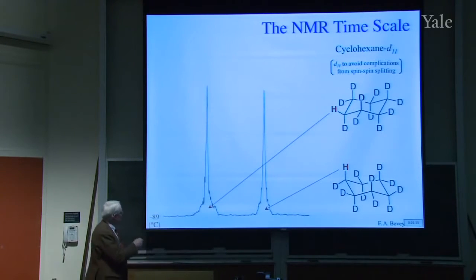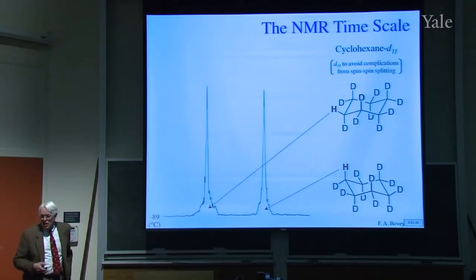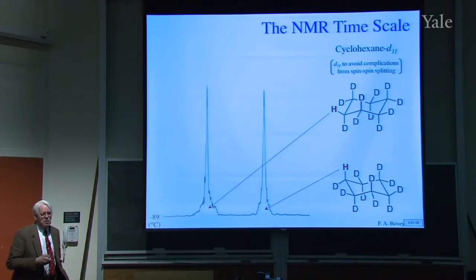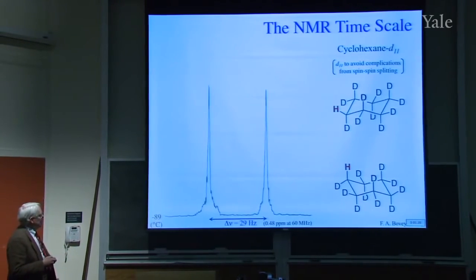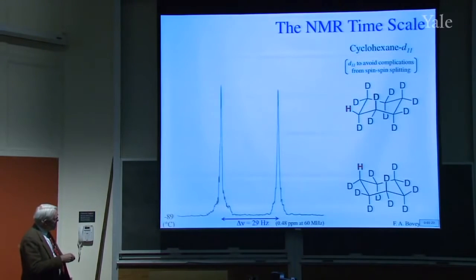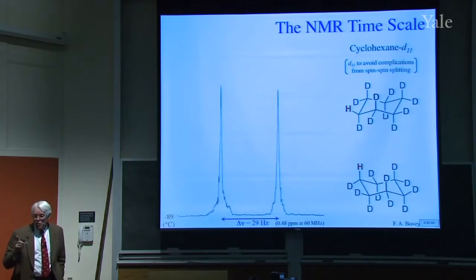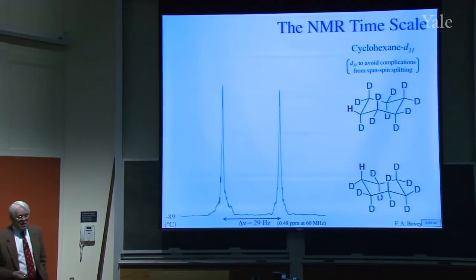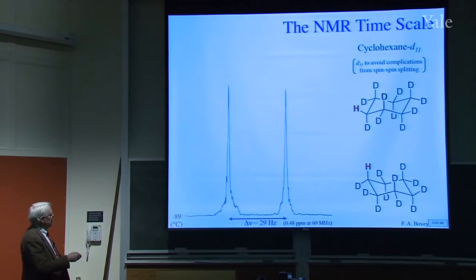But notice this is at minus 89 degrees centigrade. And watch what happens if you start warming up. The difference in chemical shift is 0.48 parts per million, and this was measured in an old spectrometer in 1964 by Frank Bovey at Bell Labs. The difference here is 0.48 parts per million at 60 megahertz, or it's 29 hertz. We've got to put it in frequency if we want to talk about this kind of thing. So 29 hertz difference in frequency.